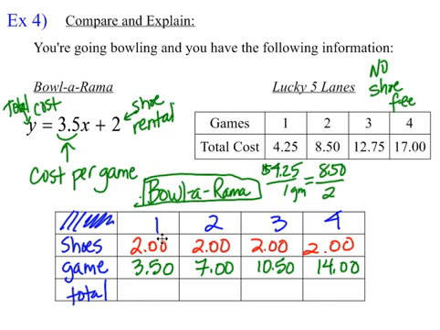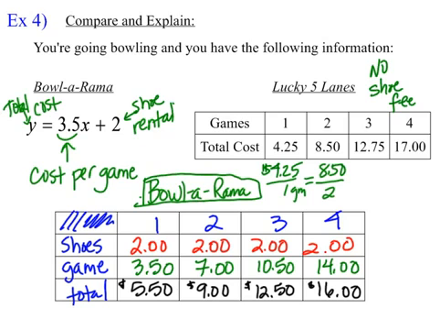Now I need to figure out the total cost, which means I'm going to add these two together, the shoes and the game. So here I have a total cost of $5.50. Here I have a total cost of $9. Here I have a cost of $12.50. And here I have a cost of $16.